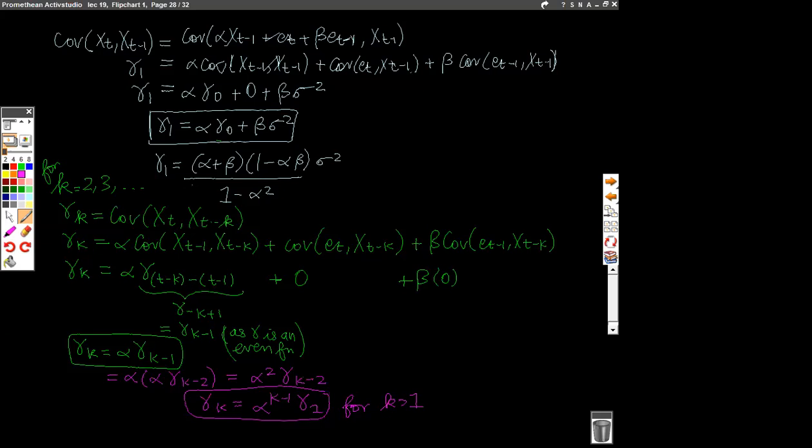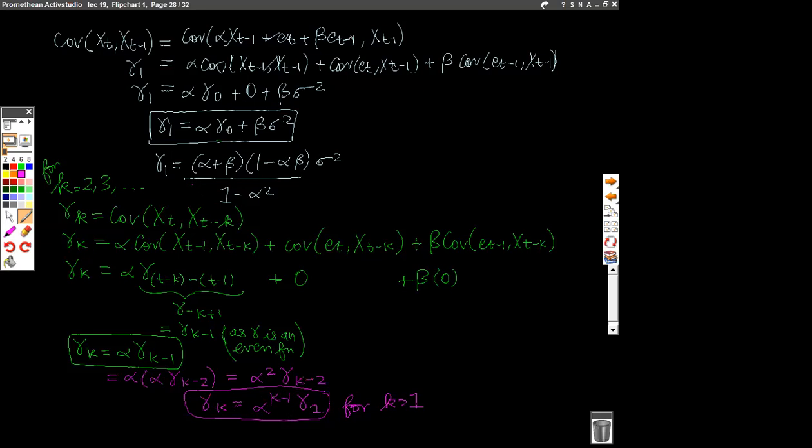Right. But I was just asking for uniformity in the formula, so that it's applicable for other values of k as well. Yeah, it is applicable, but what you have here is a nice value for gamma 1 in terms of alpha, beta, and sigma square, which are just constants, right? And if you substitute k as 1 here, you will get this 0 and you will get gamma 1 equal to gamma 1, which wouldn't give you anything.